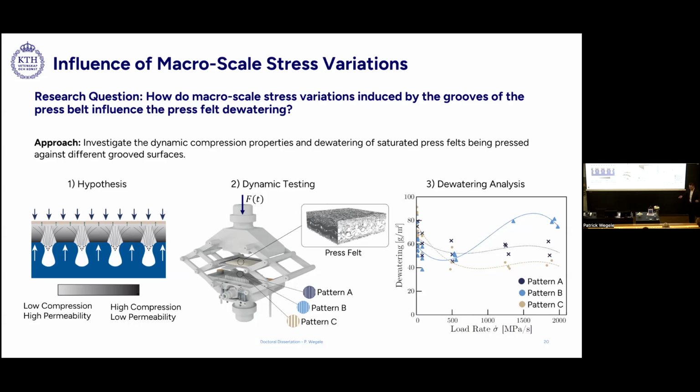So with that, we came to the point that stress variations induced in the press felt can somehow stimulate dewatering. Using this data, we conducted an optimization algorithm where we could predict one groove pattern that is able to further increase the dewatering by around 7%. So that allows us to have a custom optimization algorithm to predict the perfectly fitting groove pattern for a specific press felt, meaning that we can now tailor the combination of press felt and press belt, which is a novel insight and gives a high value for basically all press nips. And yeah, so that was a success.